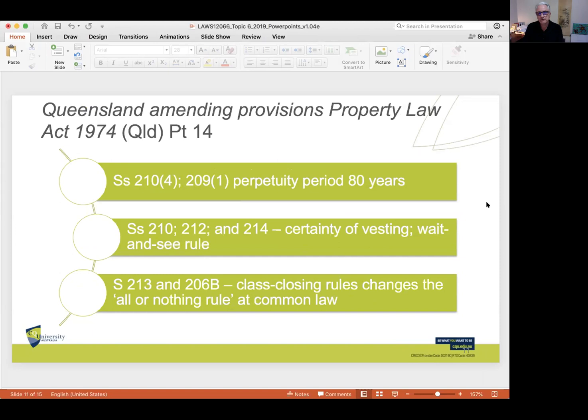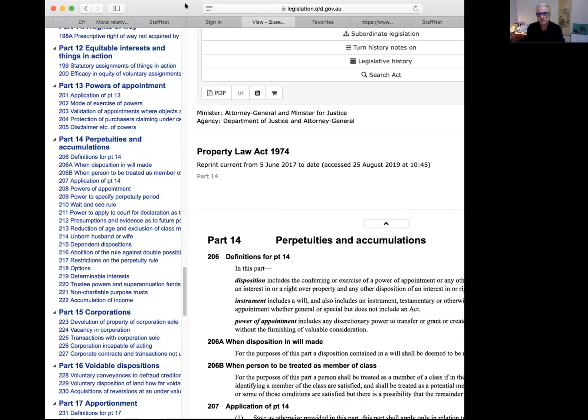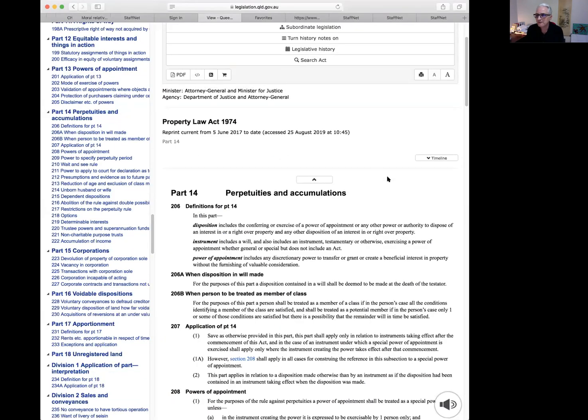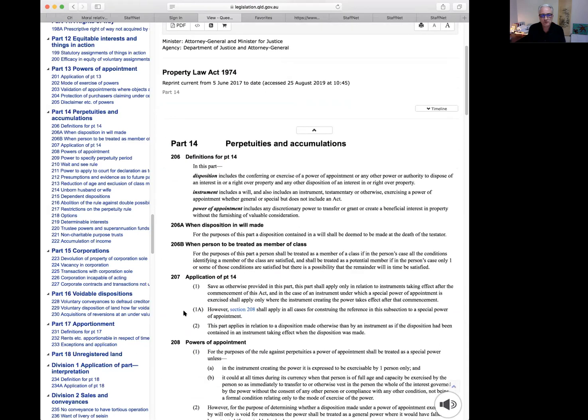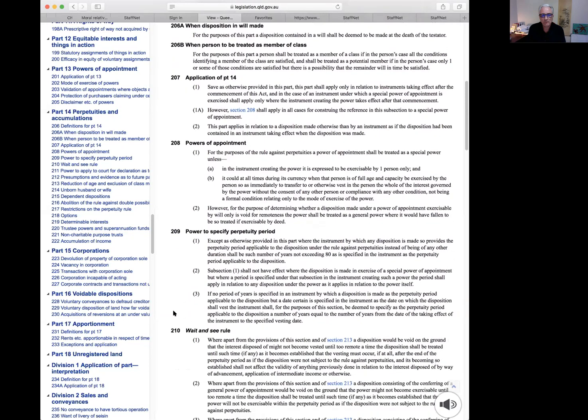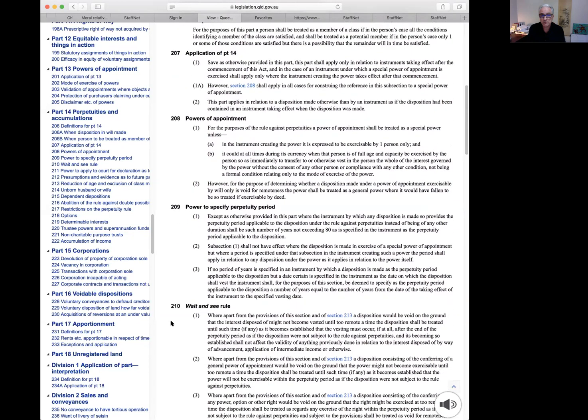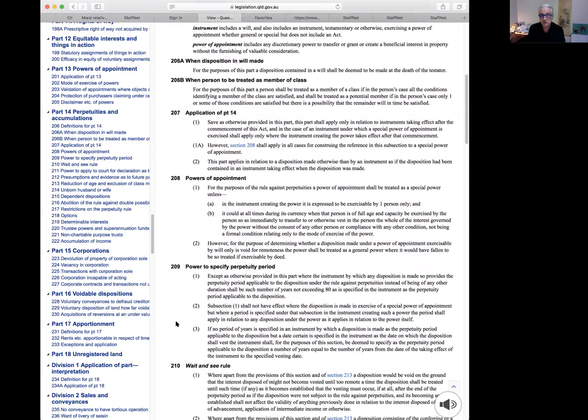We now need to consider the impact of the Property Law Act in Part 14. So I'm just going to screen share the legislation for you. Here we have Part 14, Property Law Act. This is the current legislation from the Queensland legislation website. You can see there, just running through, section 206 through to 222. Power to specify the perpetuity period, 209, that's important. The definitions under section 206.